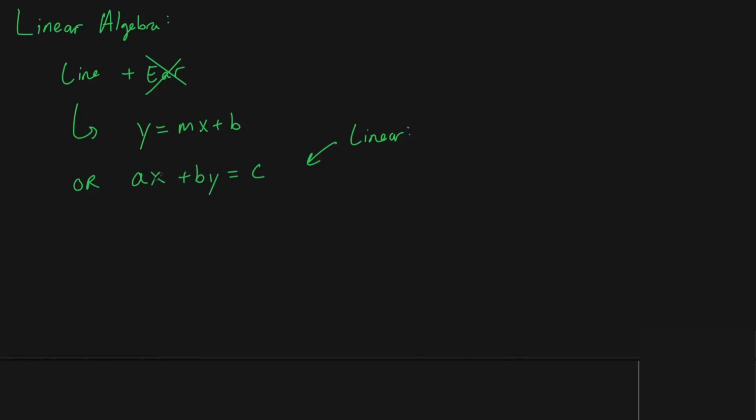This is a key example of a thing that's linear. And what really makes it linear is that you just have constants times the variables, and then these things are added together. So that's what linear is.